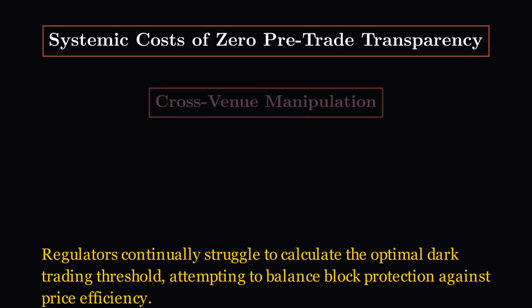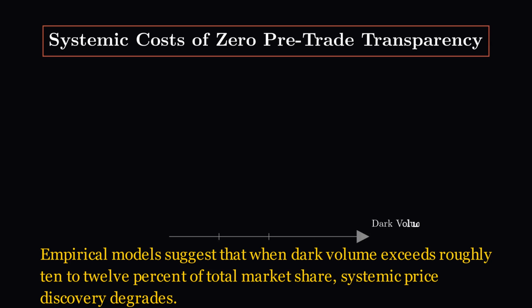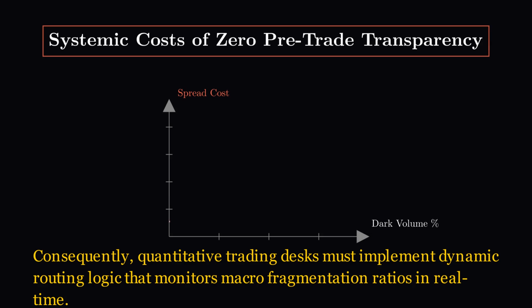Regulators continually struggle to calculate the optimal dark trading threshold, attempting to balance block protection against price efficiency. Empirical models suggest that when dark volume exceeds roughly 10 to 12% of total market share, systemic price discovery degrades. Consequently, quantitative trading desks must implement dynamic routing logic that monitors macro fragmentation ratios in real time.